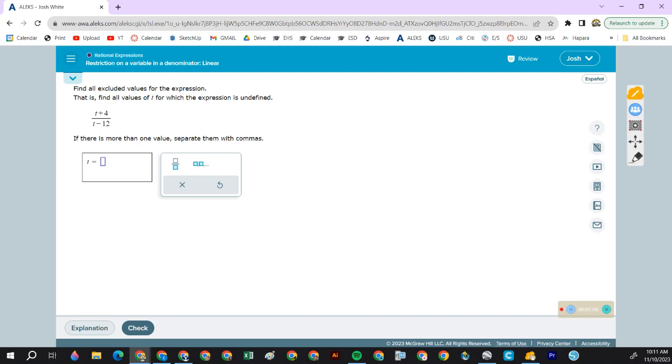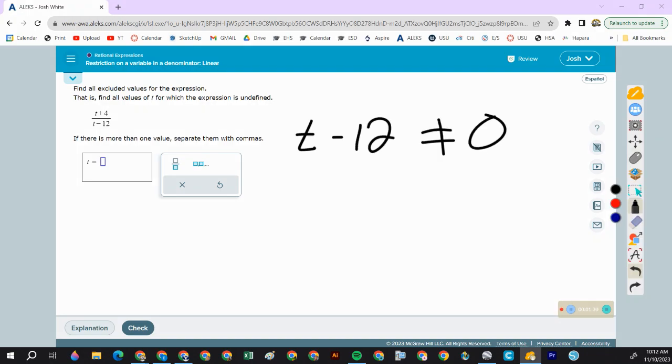Okay? You cannot square root a negative. And then there's one more that deals with exponential equations, logarithmic equations, but you guys don't know what those are yet. So what number are we not allowed to plug in? Well, there are no square roots, so we don't have to worry about that. But the bottom cannot be 0. So t minus 12 is not allowed to be 0. If we just solve for t, t is not allowed to be 12.